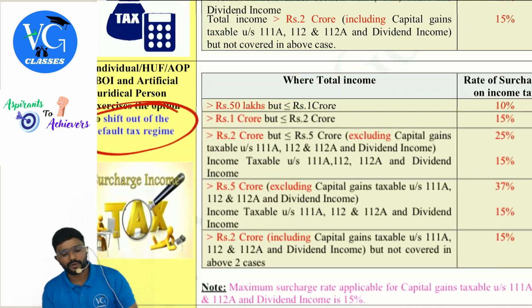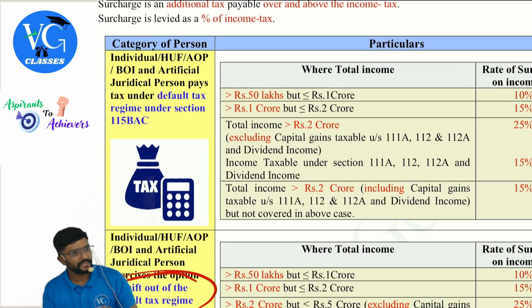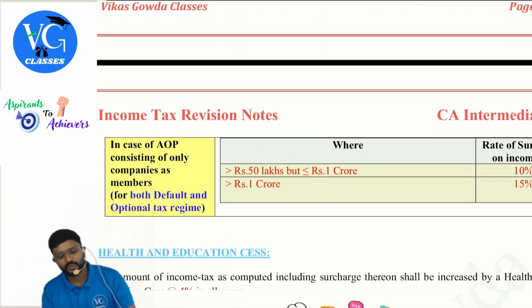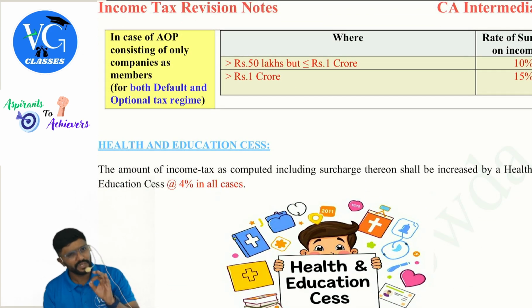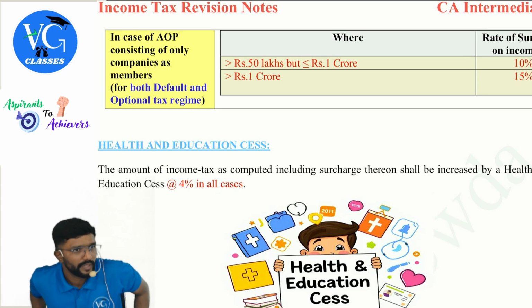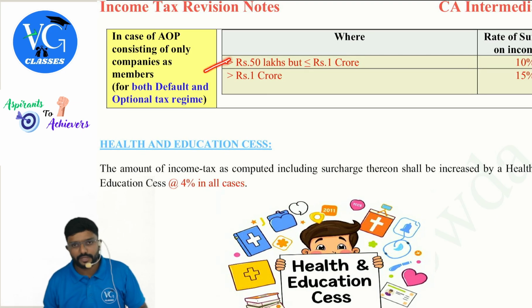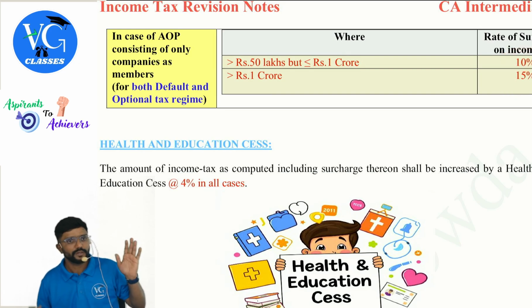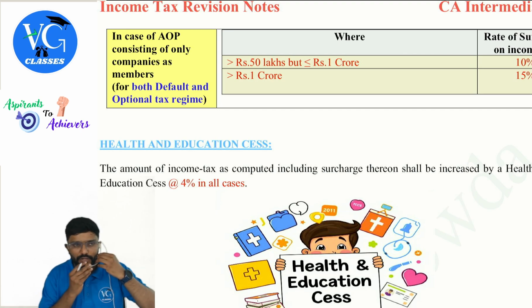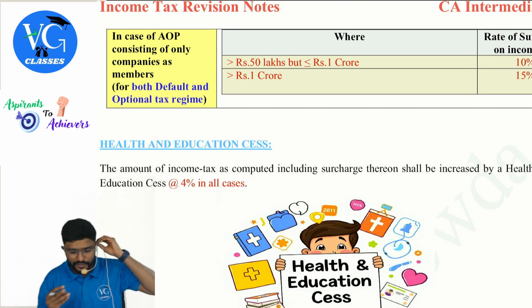Coming to AOP, it is already covered here itself. But now they have brought one new concept for an AOP which has only companies as members. All their members are companies. In that case, if income is more than 50 lakh up to 1 crore, 10%. More than 1 crore, 15%. That's all. After that, there is no other rate.